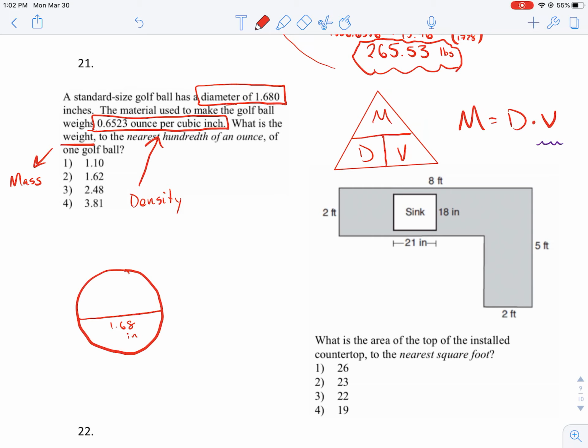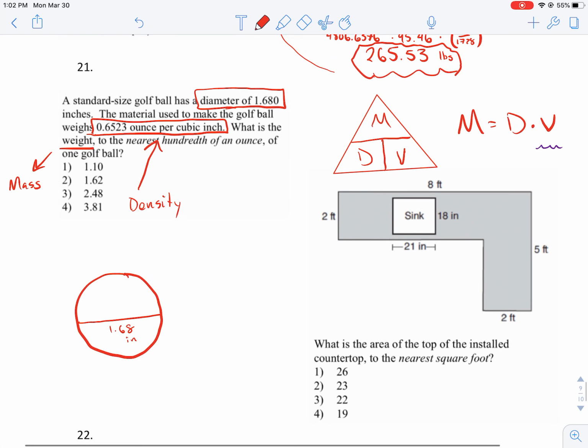Now take a look at the density before I start doing anything fancy. It says ounces per cubic inch. So we don't have to adjust our diameter for anything. We don't have to worry about any metric conversions, because our density is in terms of ounces per cubic inch. So when we find our mass, it's going to be in terms of ounces.